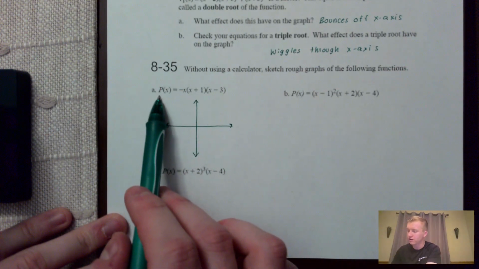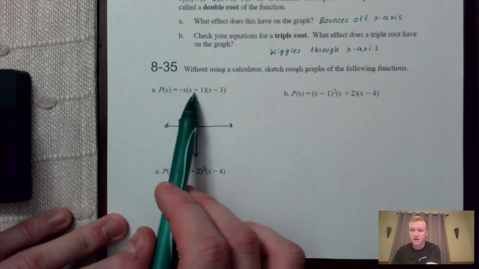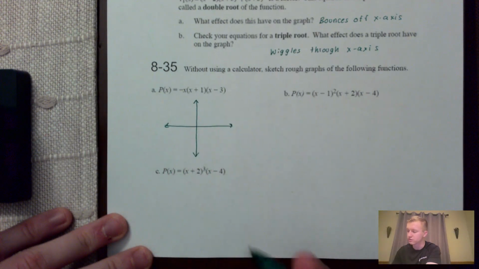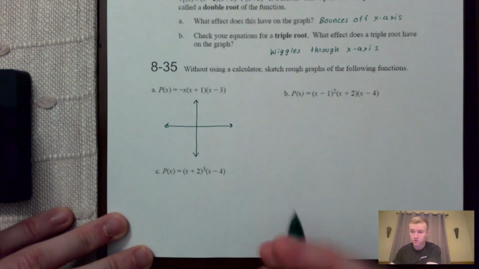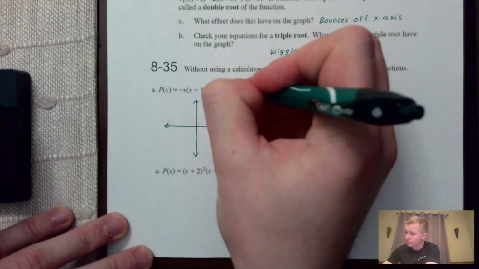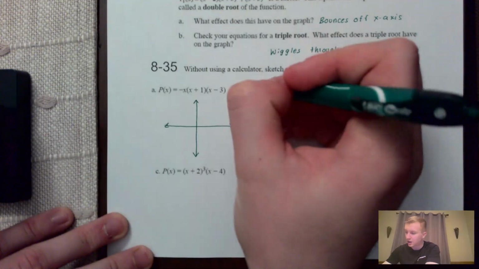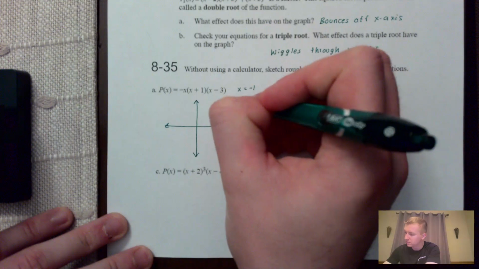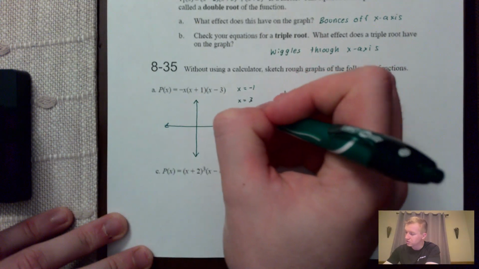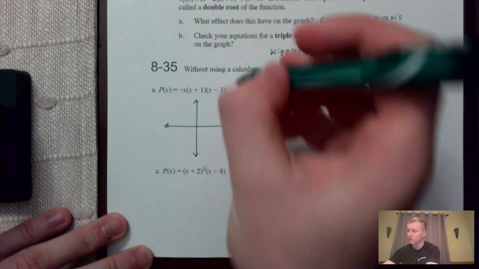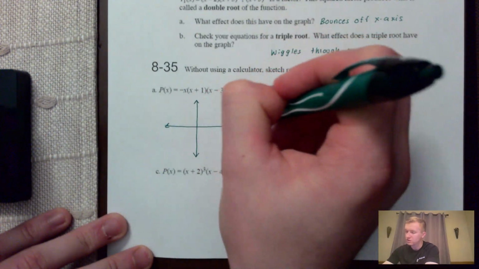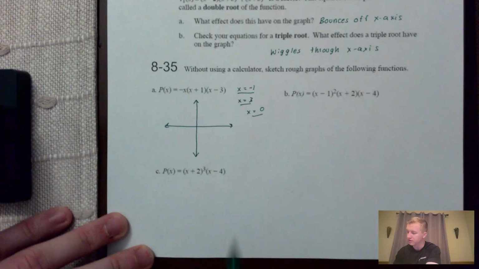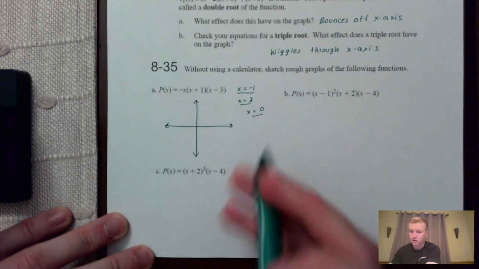So 835, it says p of x is equal to negative x times (x plus 1) times (x minus 3). So the first thing I'm going to do is graph my x-intercepts. In this case, one of them is going to be at negative 1 when we switch it around. Another one is going to be at x equals 3. And the other one's going to be at x equals 0. So again, just help yourself out by writing these out, because when you do, it becomes a lot easier to graph. And therefore, when we do that, we're going to go ahead and graph.